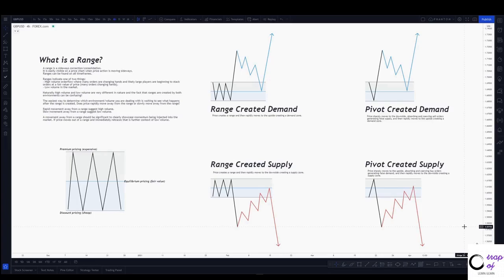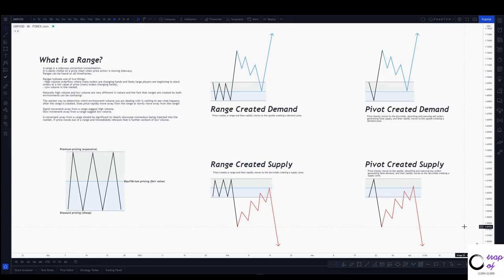The easiest way to determine which environment or volume you're dealing with is waiting to see what happens after that range is created. Does price rapidly move away from the range? Or does it just slowly trickle outside of the range? If it's rapidly moving away from that range, it's suggesting high volume, which implies that lots of orders have changed hands and that there was likely institutional backing, and we can use that as a footprint to potentially plan a trade. Now, on the flip side, if it trickles out of that range, it's suggesting low volume and more than likely not much has really happened. There just were not really any orders happening at that particular price level.